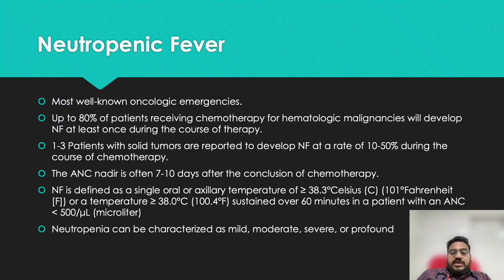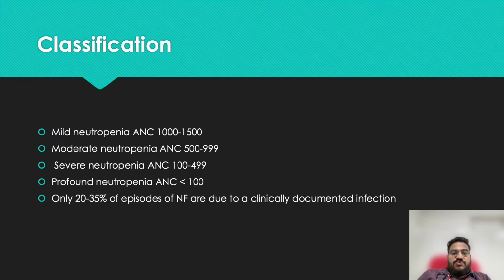Neutropenia can again be characterized as mild, moderate, severe, or profound. So this is the classification. Absolute neutrophil count 1000 to 1500 we can call mild neutropenia. Moderate neutropenia ranges from 500 to 999, that is below 1000, then severe 100 to 499, then profound neutropenia less than 100. That is the classification. So as the neutrophil count decreases, the severity also increases.